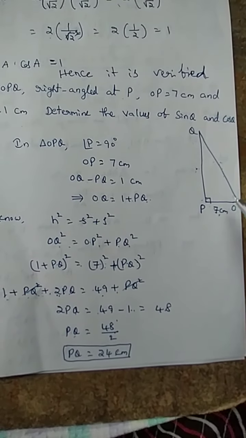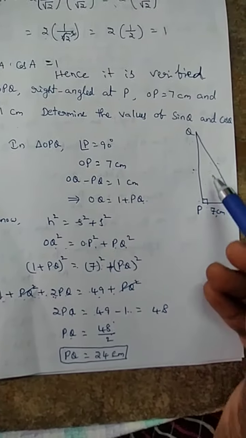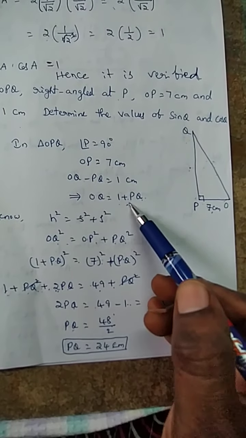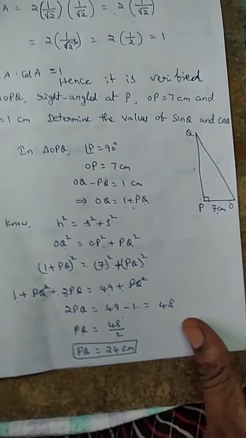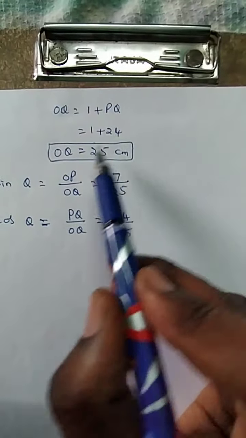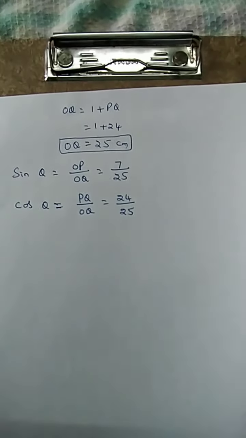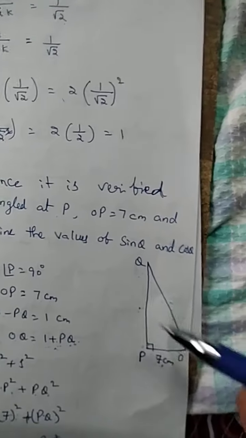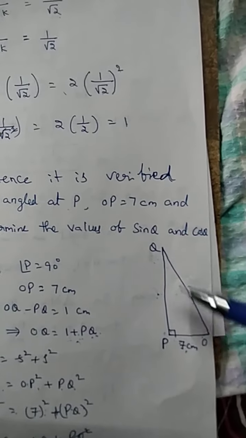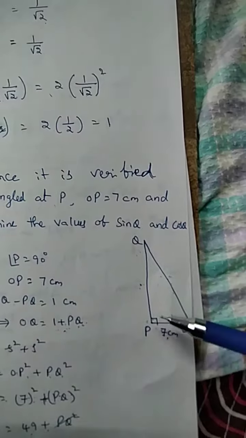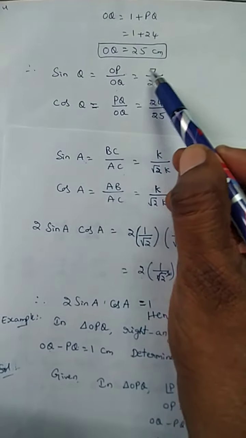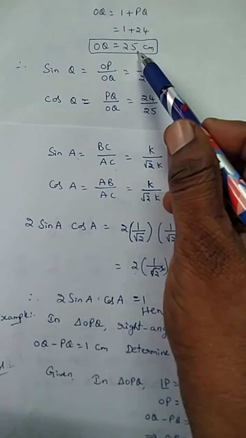Then automatically what about the OQ length? Already we said the hypotenuse length is 1 unit more than this. Based on this, OQ is equal to 1 plus 24, which is 25 units only. Then OQ is 25 units. Okay, then what we require in the problem is sin Q and cos Q. Sin Q is opposite by hypotenuse. For Q, the opposite is OP by OQ. OP is 7 centimeter and OQ is 25 centimeter.